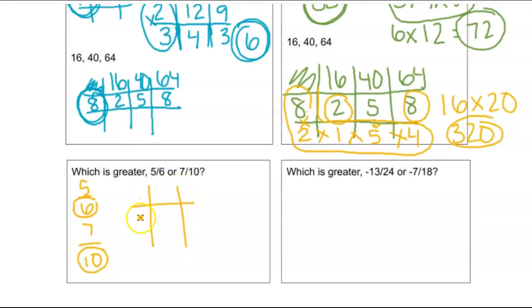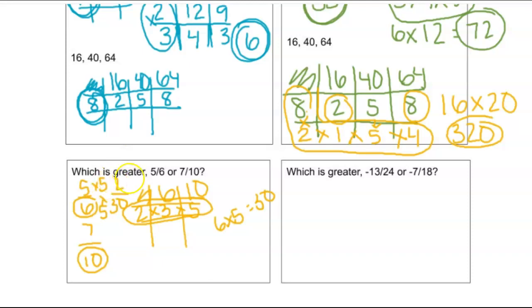If you can't, you're going to come to the side. We're going to do a little tic-tac-toe board. We're going to use our 6 and our 10. I know 2 times 3 is 6 and 2 times 5 is 10. And we need to multiply these together. 2 times 3 is 6. 6 times 5 is 30. So I need to make those bottom numbers 30. So I'm going to multiply the top and the bottom by 5 because 6 times 5 is 30.